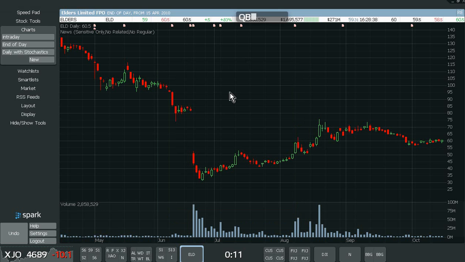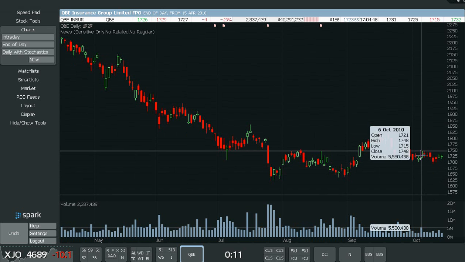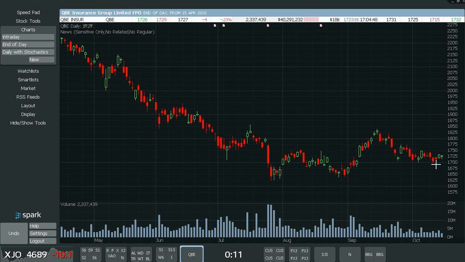So let's have a look at a couple of other trades that have been in a fairly tight range recently. QBE, not quite as tight as ELD there, but certainly sideways for the last week or two. So again, we could look at a break of 1748, so let's say 1750. Lows have been 1696. I've got 1750, 1696. That's 50 or 60 cents.